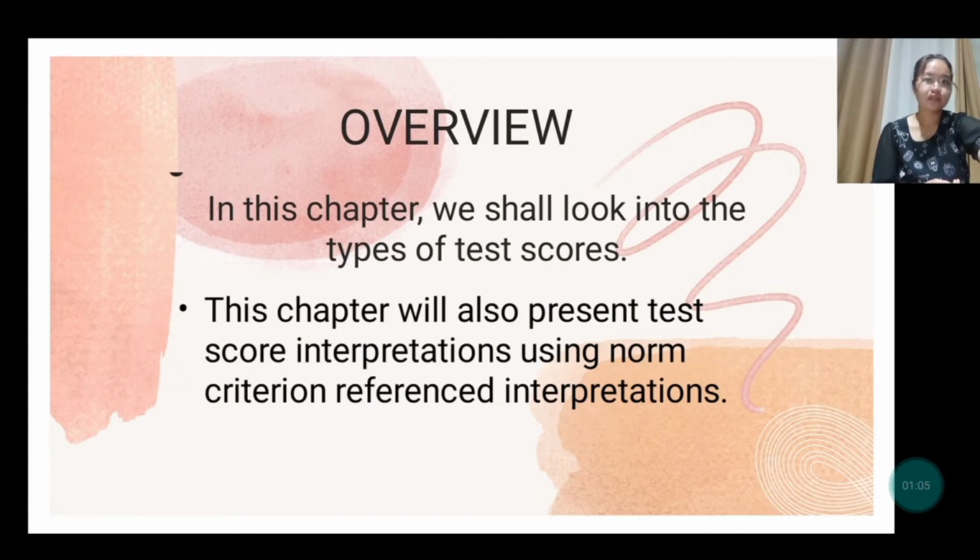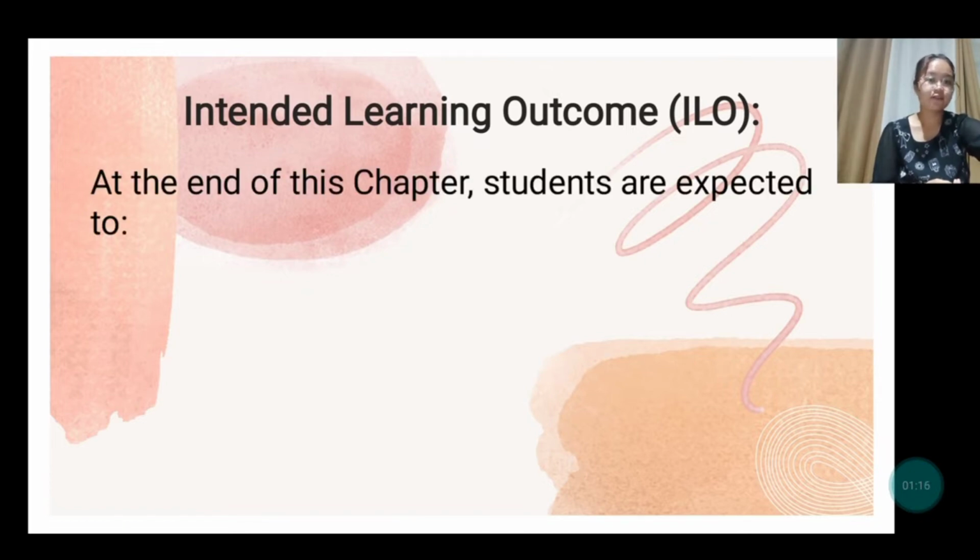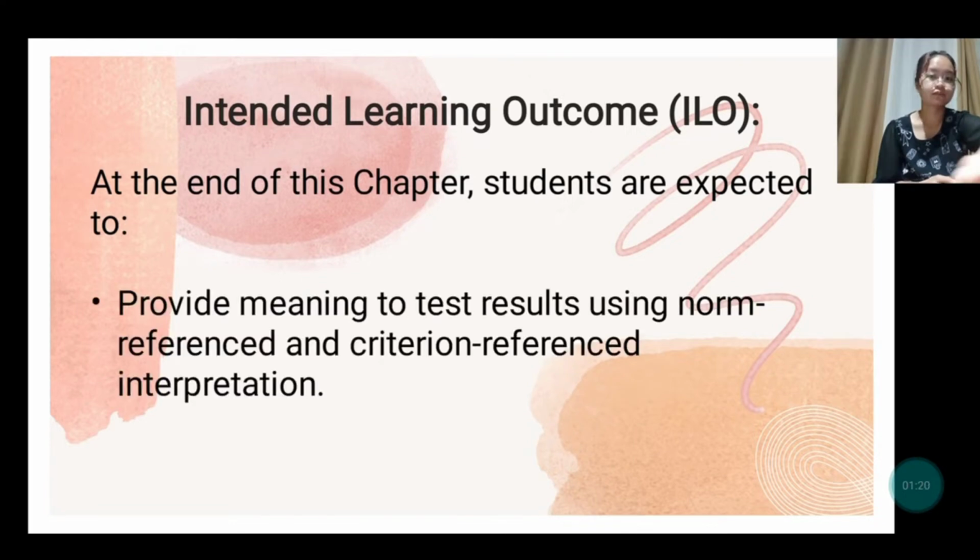Moving on, here are the objectives or the intended learning outcomes as we continue learning this topic. At the end of this chapter, students are expected to provide meaning to test results using norm reference and criterion reference interpretations.